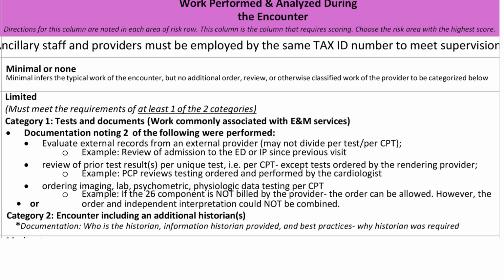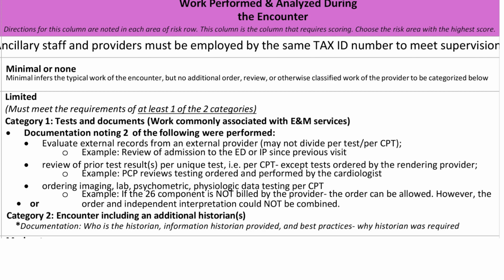Let's discuss these four levels: minimal or none. Basically, it will be a straightforward condition. Minimal infers the typical work of the encounter, but no additional order, review, or otherwise classified work of the provider to be categorized. Limited must meet the requirement of at least one of the two categories. Category 1: tests and documents, any combination of two from the following: first, review of prior external notes from each unique source. The second one, review of the result of each unique test.